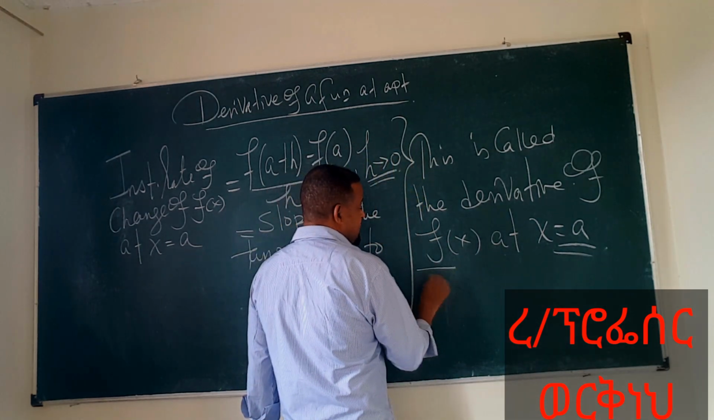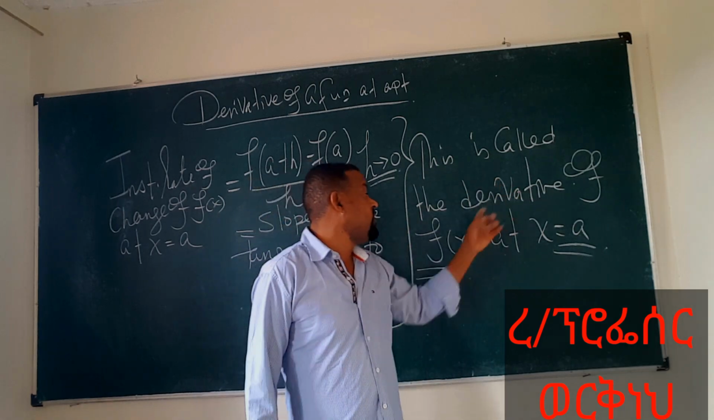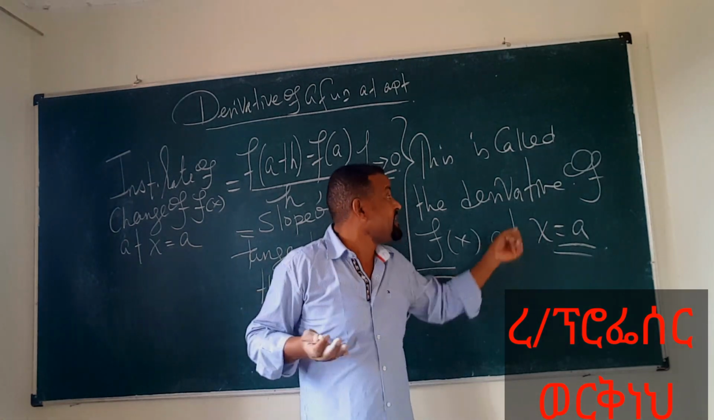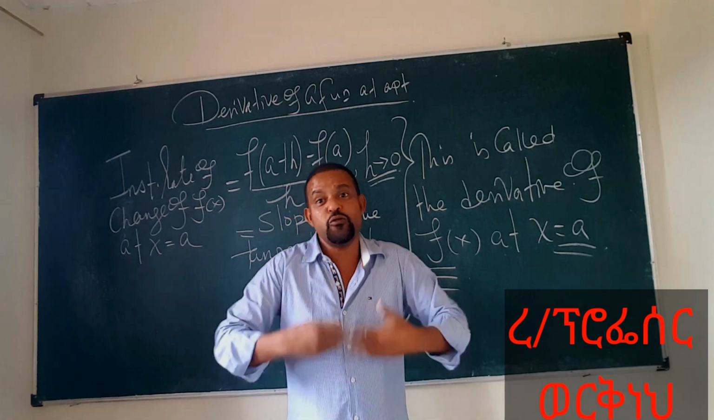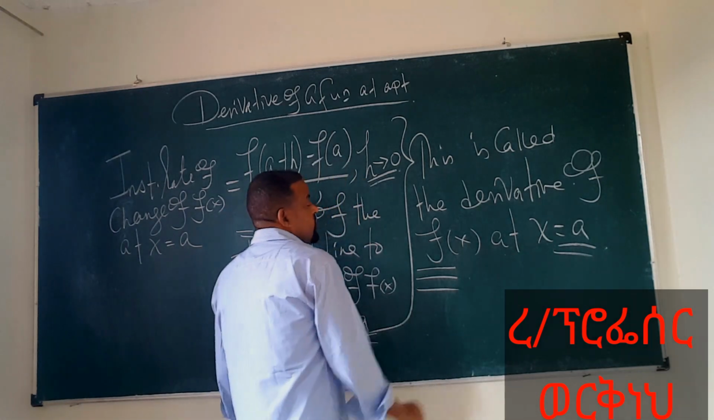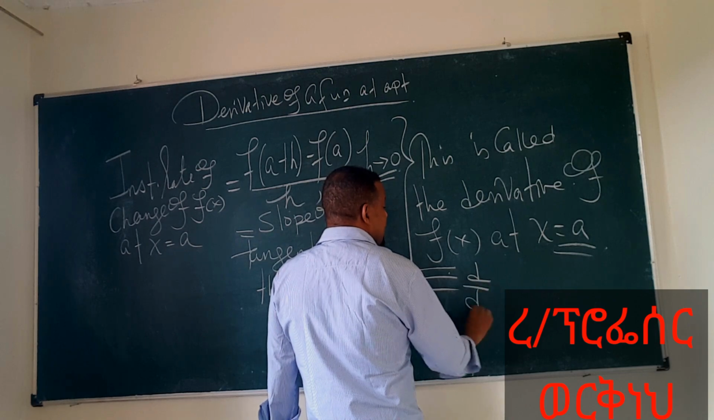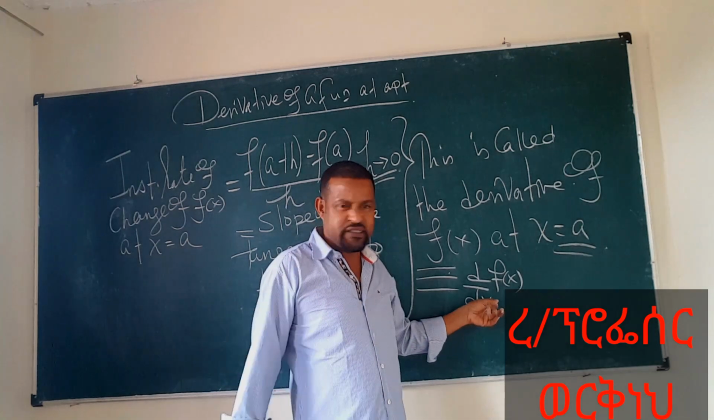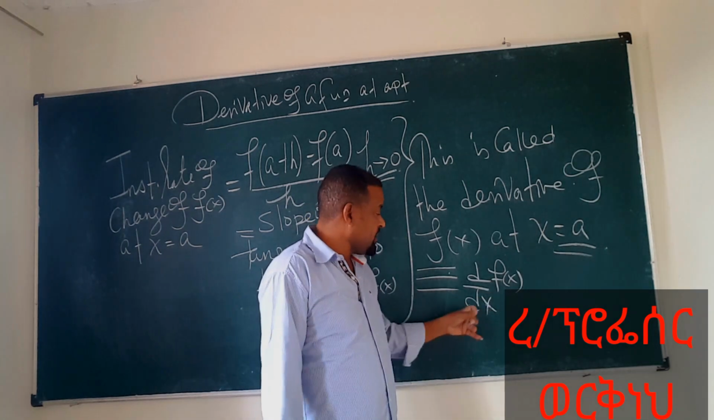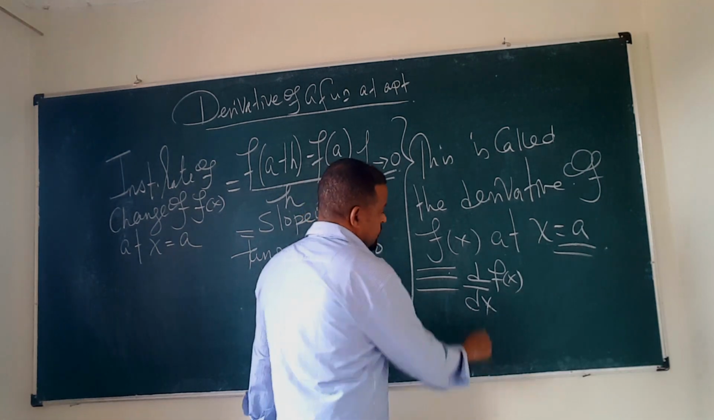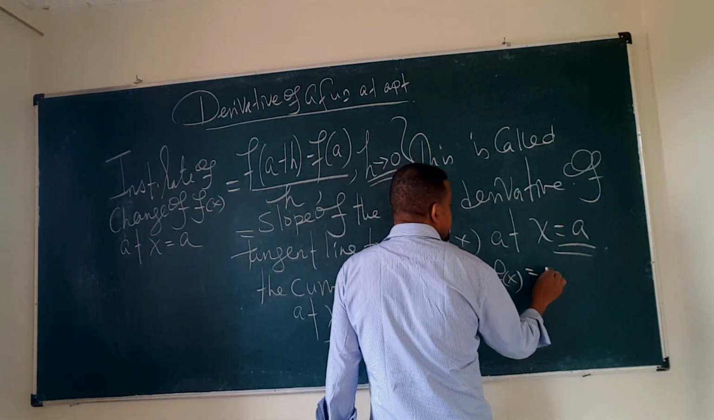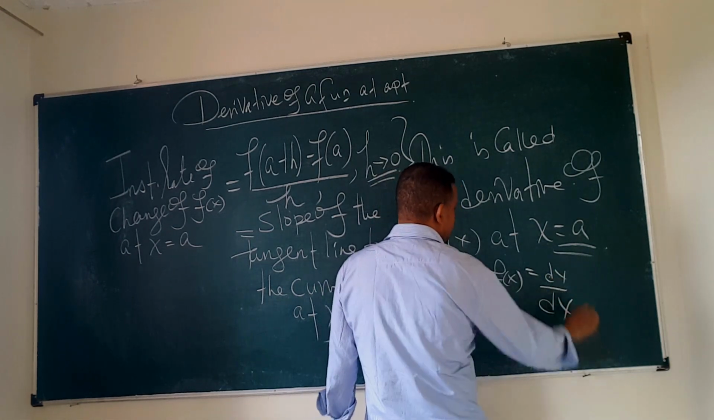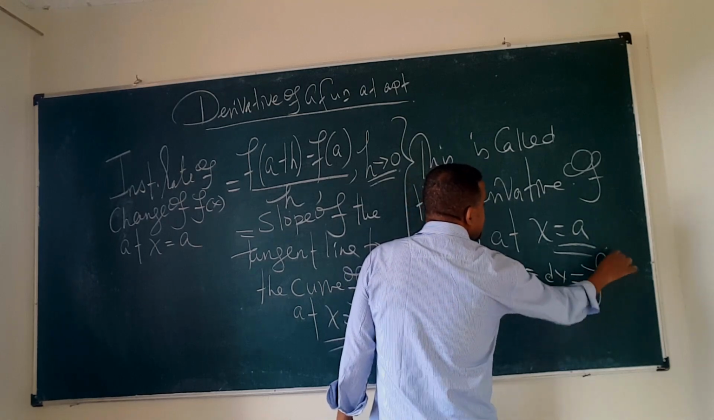This is denoted by d by dx of f of x. We write it like this. Now, dx means with respect to x, dz means with respect to z, dA means with respect to a. So d by dx of f of x, or dy by dx, or it could be written simply as f prime.